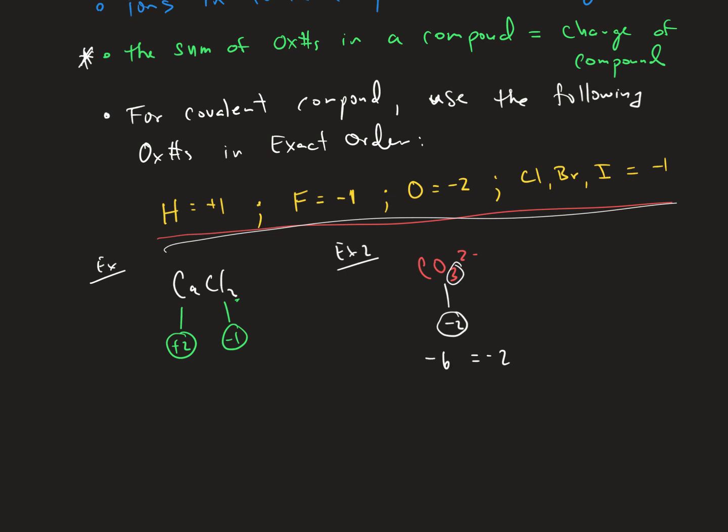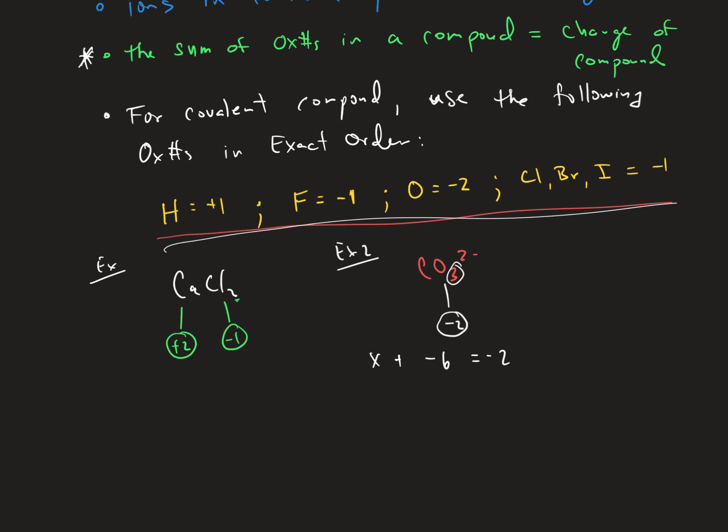You following me? Or do I need to show my work? We're not going to divide yet. Then we're going to add the oxidation number for carbon. I'll just call it X. I don't know what the oxidation number for carbon is. Carbon's not always going to be the same. In fact, oxygen's not always going to be -2.